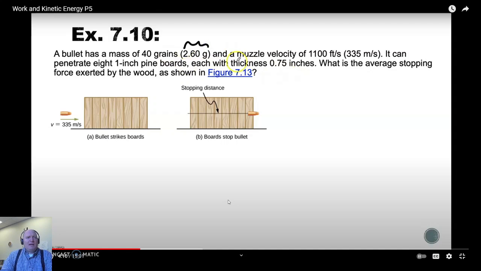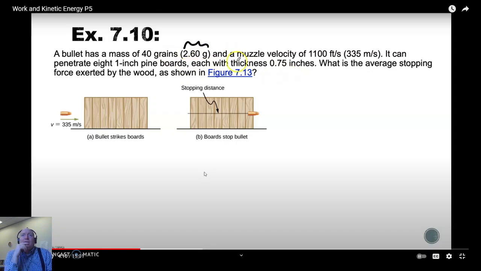100 bullets would weigh less than a full can of Coke? 100 bullets. This seems a little light. Man, I don't know anything about bullets. I don't know if 2.6 grams... I'm thinking that's a wimpy bullet.